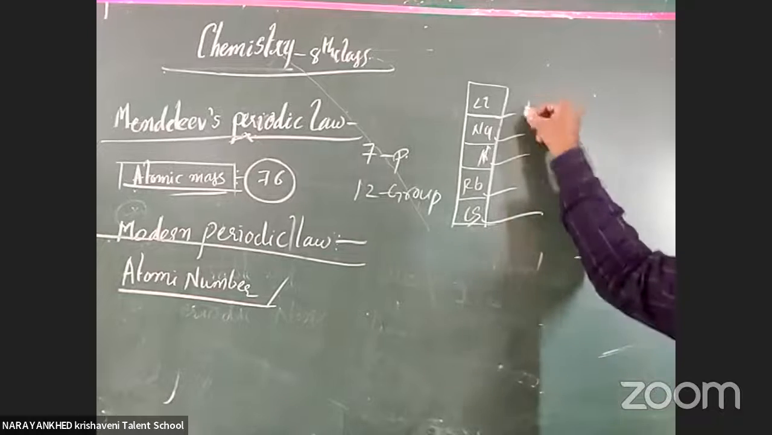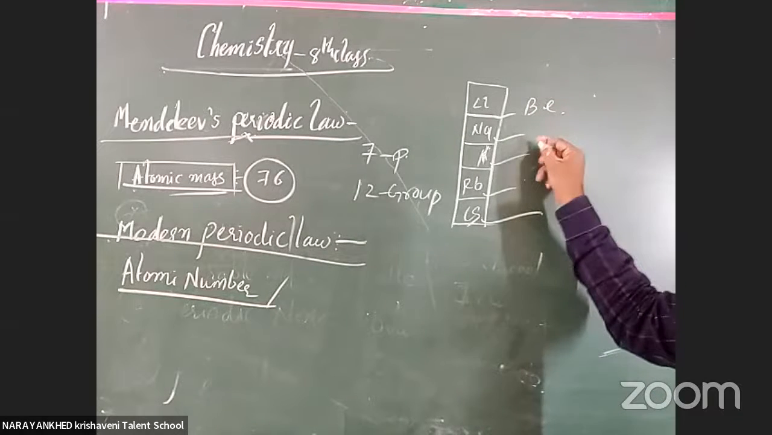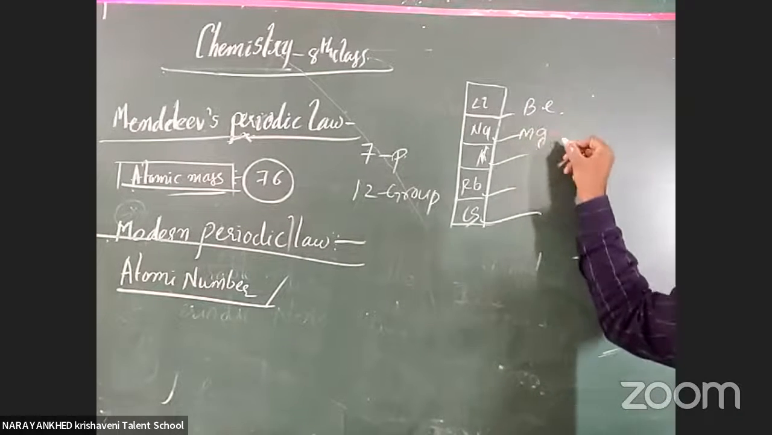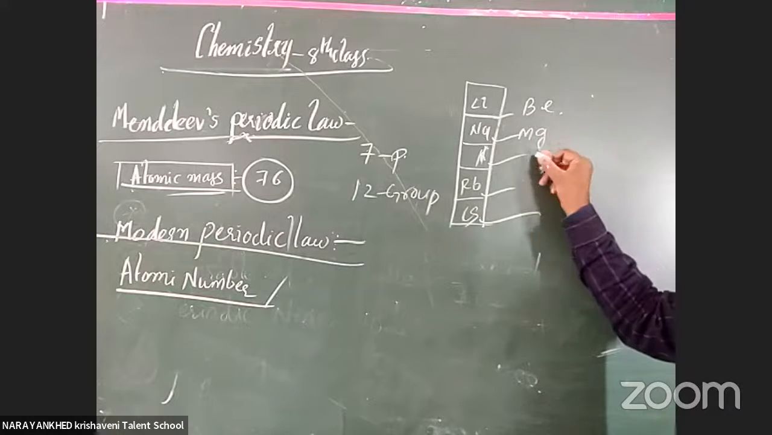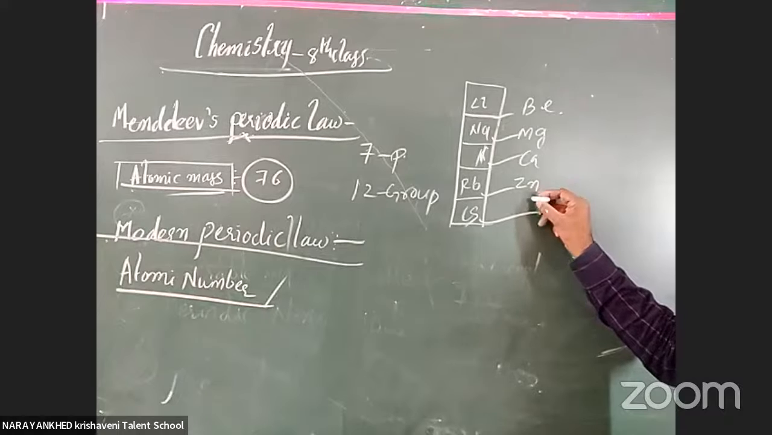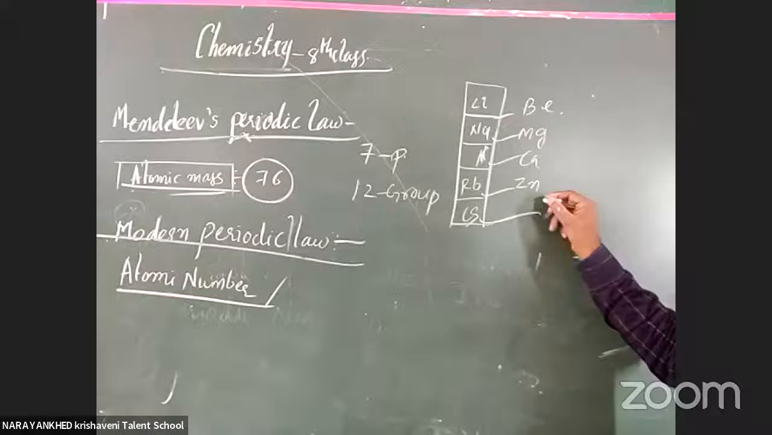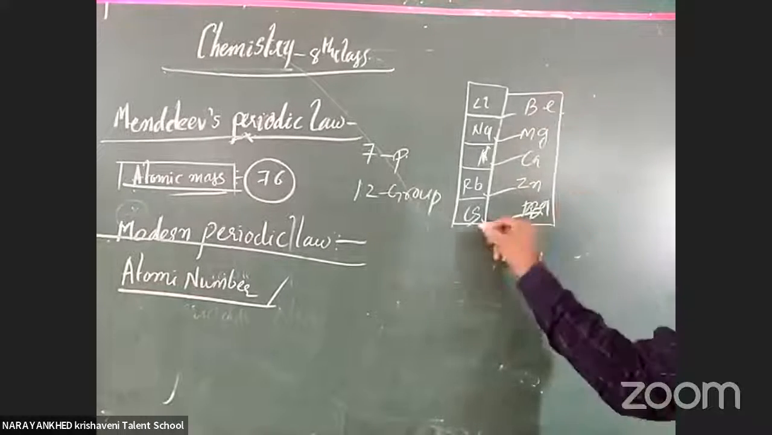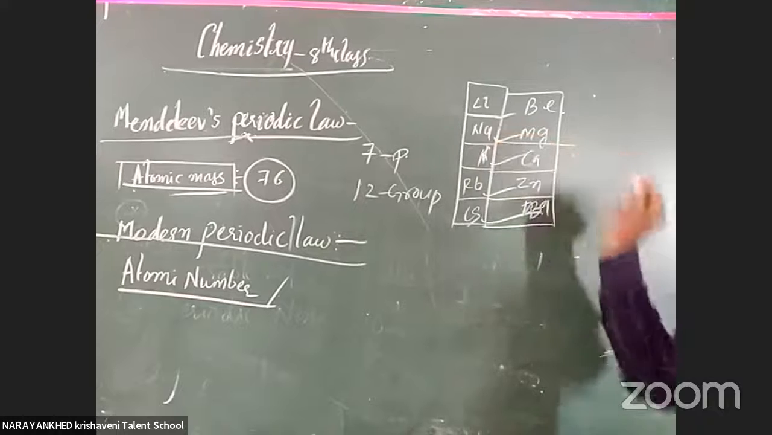Next, they consider what? Beryllium, and as well as magnesium. And after this, he considered calcium, zinc, and barium. Like this, he considered that all these groups again contain the same properties.